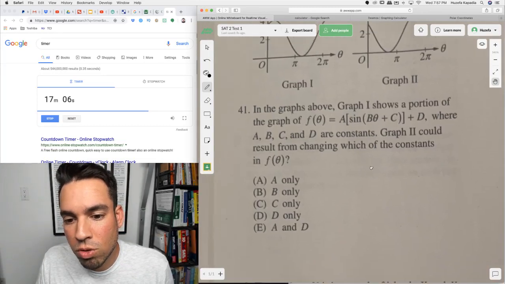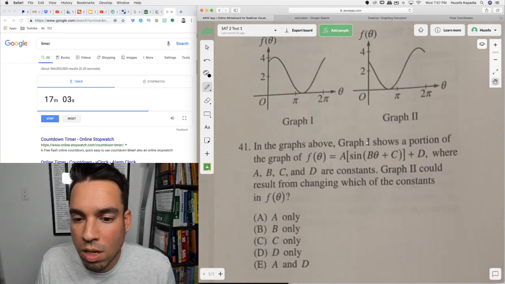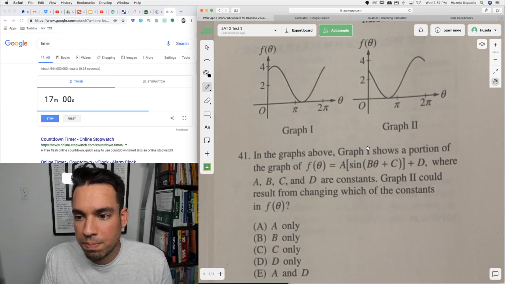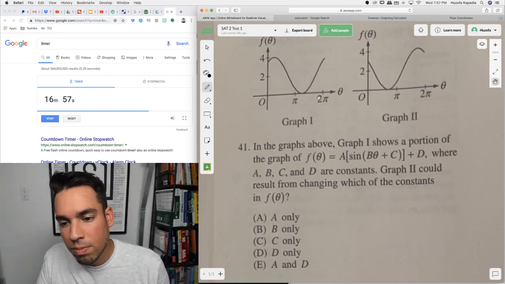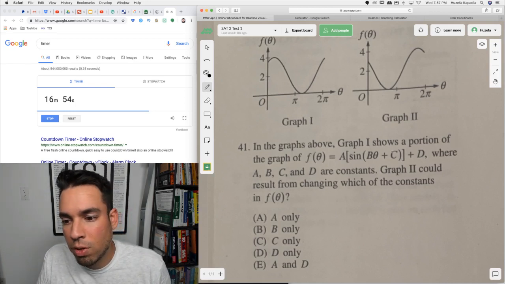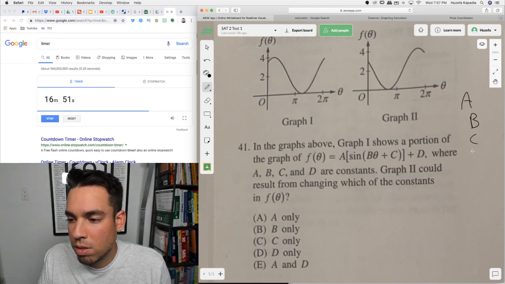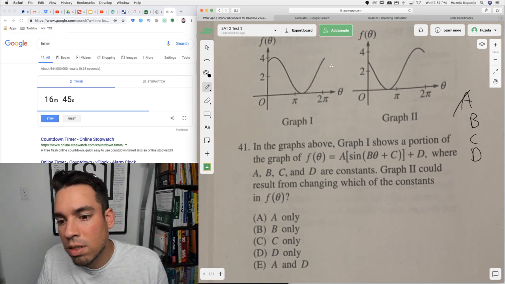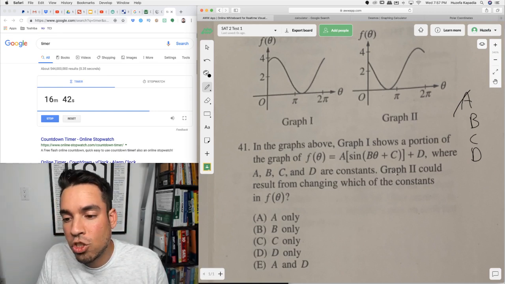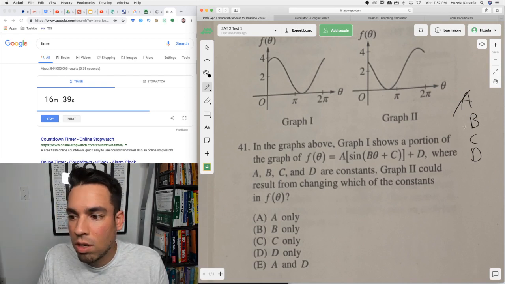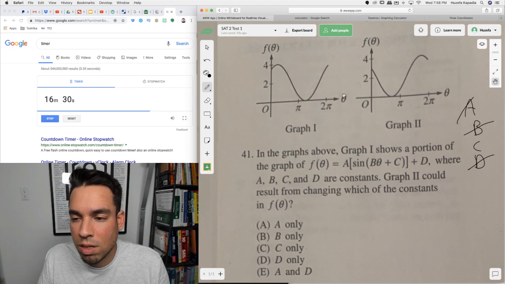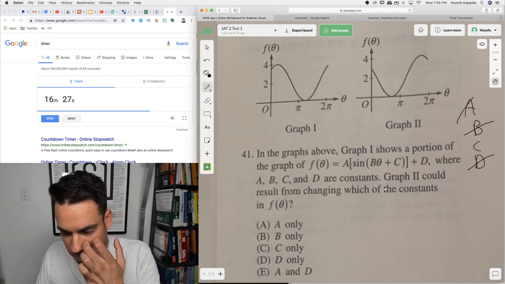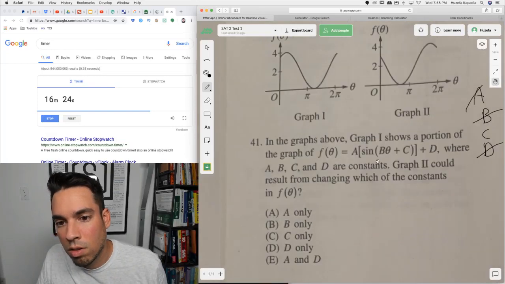41. In the graphs above, Graph 1 shows a portion of this sine function, where A, B, C and D are constants. Graph 2 could result from changing which of the constants in f of theta? All right, let's see what they did here. The range hasn't changed, so A will be the same. Looks like the period hasn't changed, like it hasn't stretched, so B hasn't changed. D, it hasn't moved up and down. It's probably some shift with C, because you see how it's moved. It's a phase shift, which is usually C.